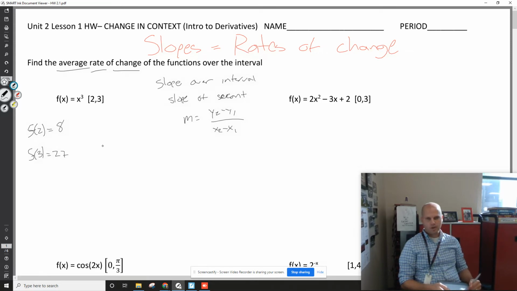8 to 27 is up 19. You can find that by subtracting. You subtract it to find like distance in between. And I said I went up 19 over 1. You say on average from 2 to 3, my function goes up 19 y's per x.